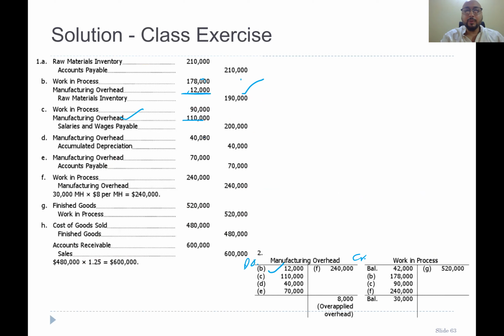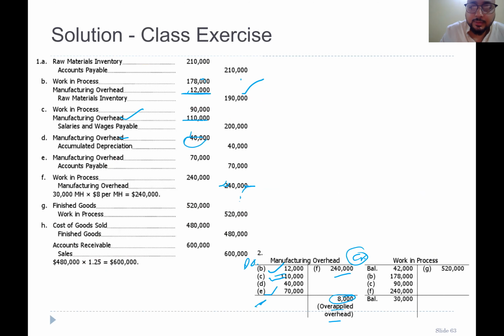And also we have manufacturing overhead 40,000 debit. Yes, debit. And then we have manufacturing overhead 70,000, right? And then we have manufacturing overhead credit 40,000, right? Now let's balance this. So it means the credit side is 8,000 bigger than the debit side, right? So over applied, under applied, we will talk about in coming slides. So this is how we post the entries from journals, right?